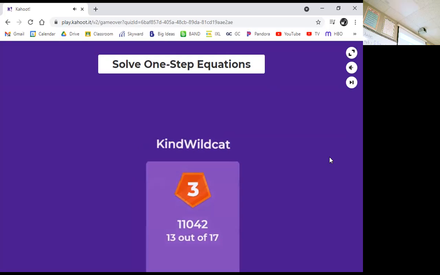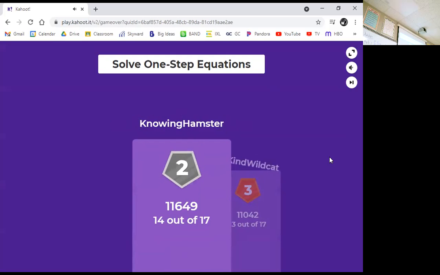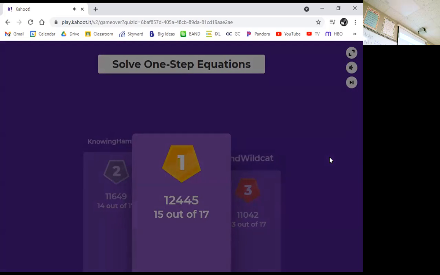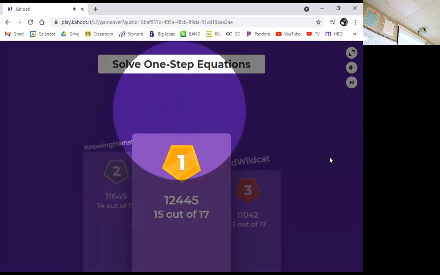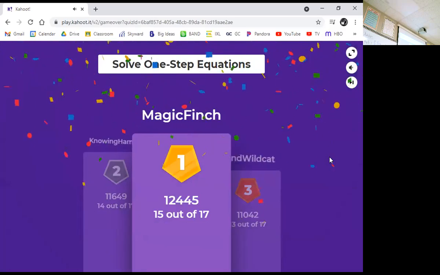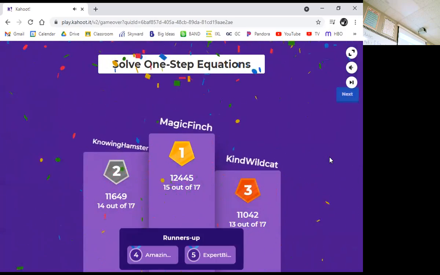Kind Wildcat, come on up and grab your sucker. Knowing Hamster, come up and grab your sucker. And in first place, getting 15 out of 17 correct, Magic Finch, come on up and grab your sucker.